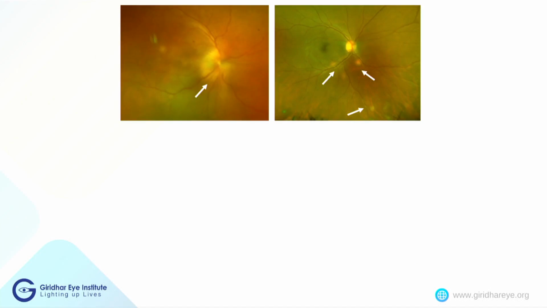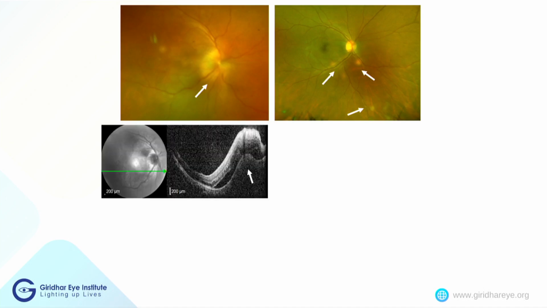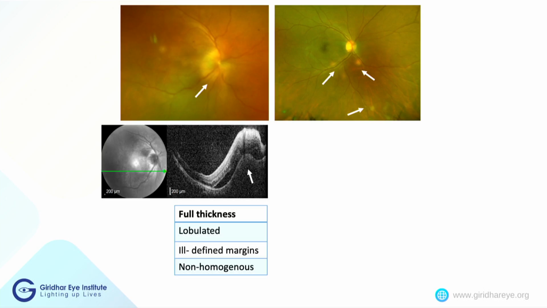Now I'm showing you two images with multiple yellowish lesions, not as bright yellow as the retinitis we saw. Here you can see a huge choroidal granuloma with SRF, and here the lesion is more lobulated, ill-defined and non-homogeneous, and with the contact sign there is no doubt this is TB granuloma.